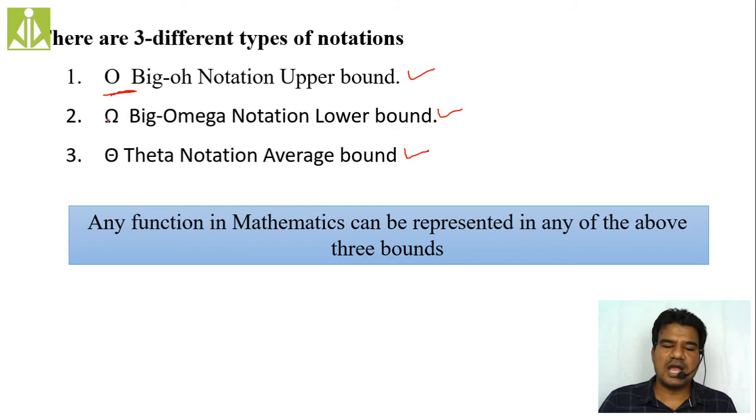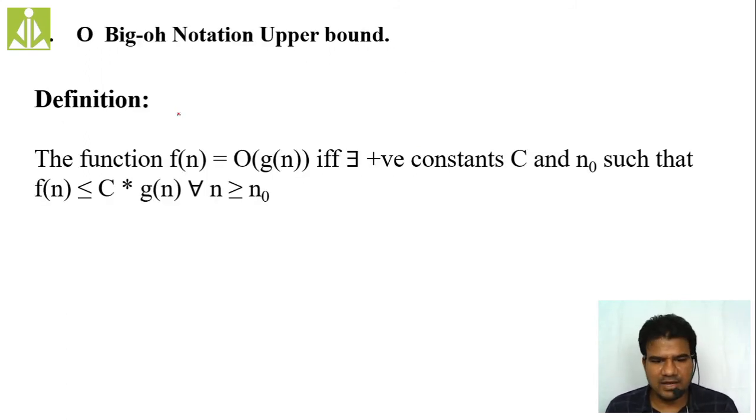To represent omega, we use this omega symbol. To represent theta, we use this theta symbol. Hope you understood. Three different types of asymptotic notations: big O notation, big omega notation, and theta notation. Okay, so first thing we will consider big O notation.